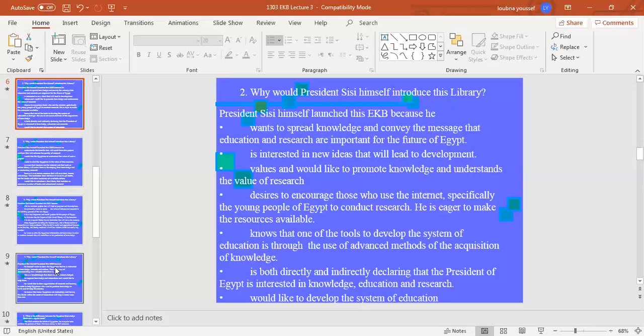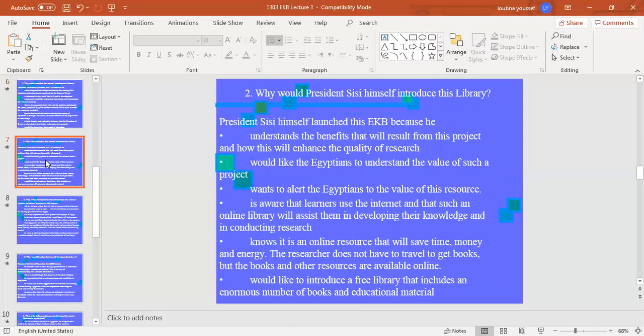Now, another answer is President El-Sisi is both directly and indirectly declaring that the President of Egypt is interested in knowledge, education, and research. And of course, this is a very important declaration to make the people aware of the value of knowledge. Now, the following slide introduces more answers, all right? He is aware that learners use the internet and that such an online library will assist them in developing their knowledge and in conducting research, all right? That's one of the possible answers.